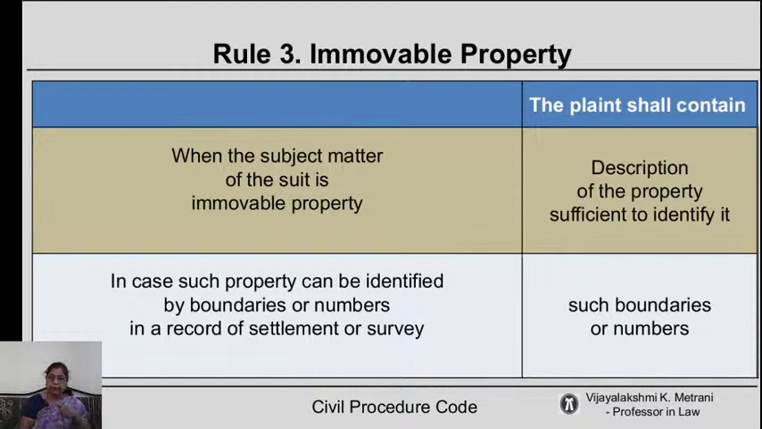You have to identify so that immediately that property, if you go to that place, you will be able to identify. So in such way the immovable property has to be described. ಇಂಥ ರೀತಿಯಿಂದ ಒಂದು ಸ್ಥಿರ ಸ್ವತ್ತನ್ನು ವಿವರ ಕೊಡಬೇಕು.